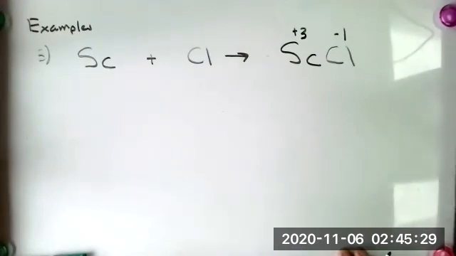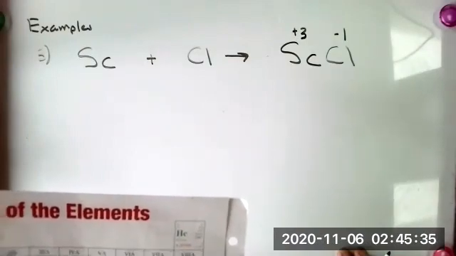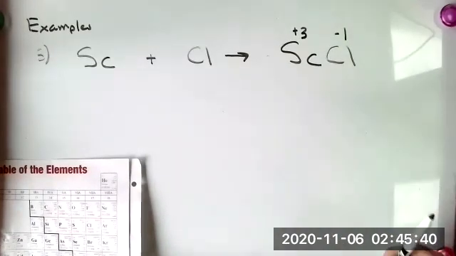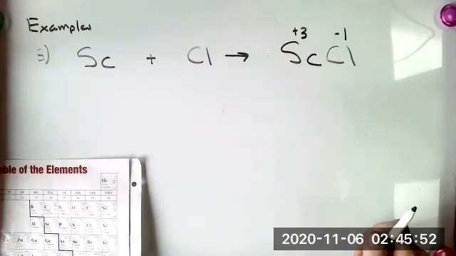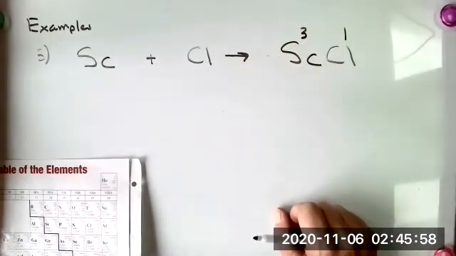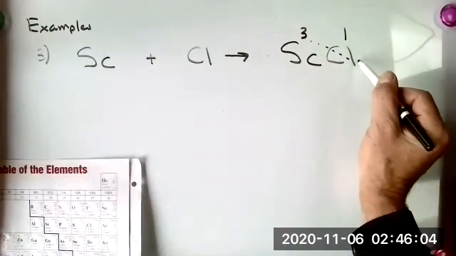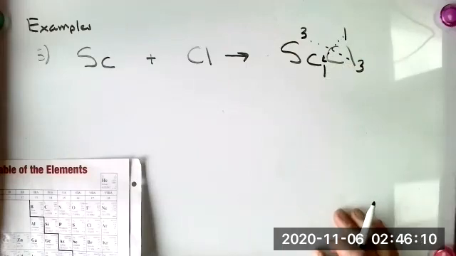We need to get these to add up to 0. Is there a shortcut in doing that? Yes, listen to this massive shortcut to get this thing done. The shortcut is called drop and cross. You will hear that for the next 4 months from me. Drop and cross. Drop means drop the signs. Cross the numbers. And believe it or not, you're done.